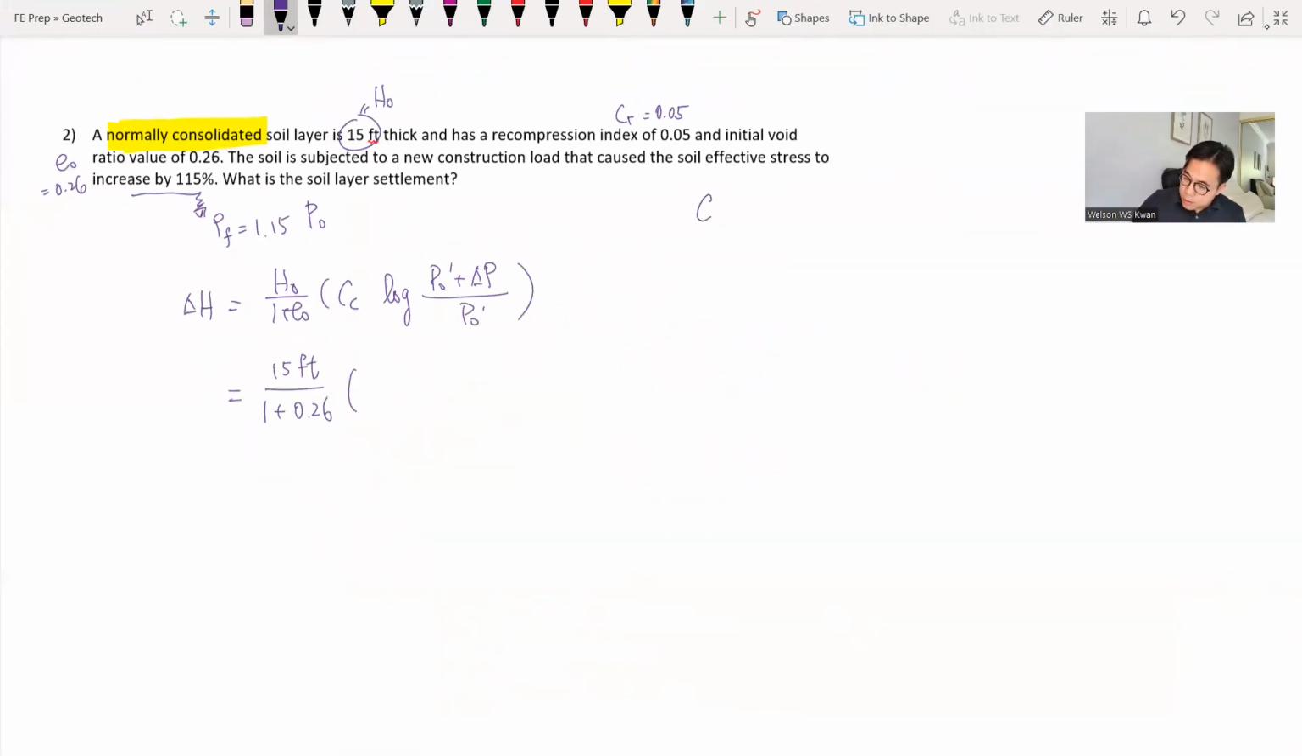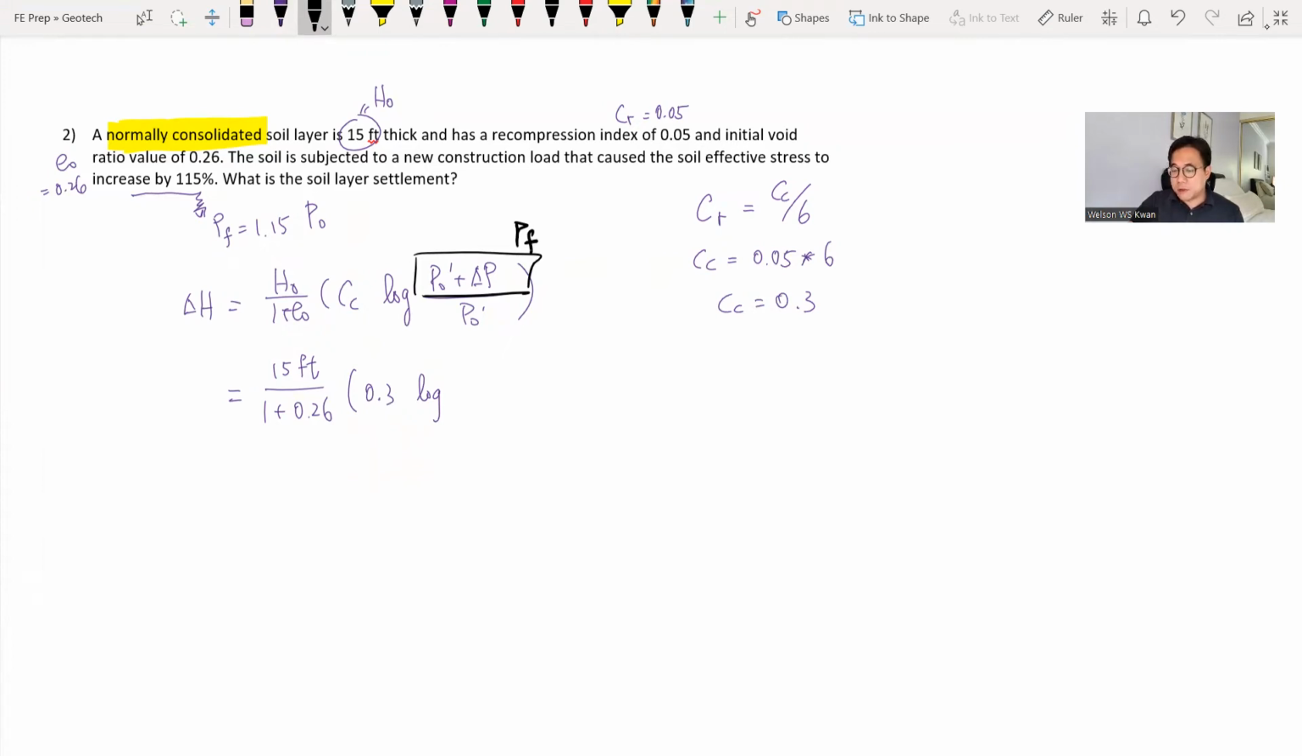So the correlation says C sub R equals C sub C divided by 6. So now we know C sub C will be equal to C sub R, in this case 0.05 times 6. So C sub C equals 0.3. So this is 0.3 log of P naught plus delta P divided by P naught. We know this one, P naught plus delta P, that is the final stress, because this is the initial stress plus the surcharge or any kind of loading.